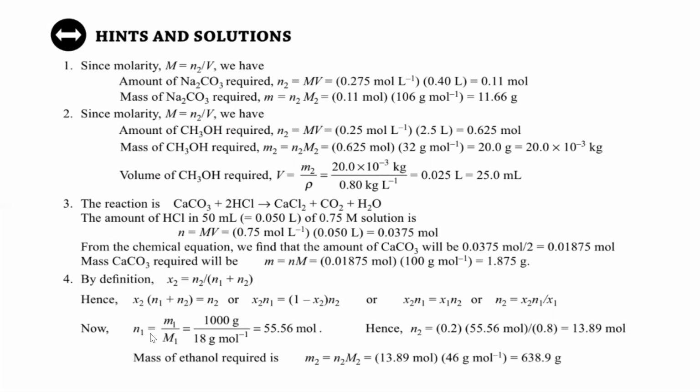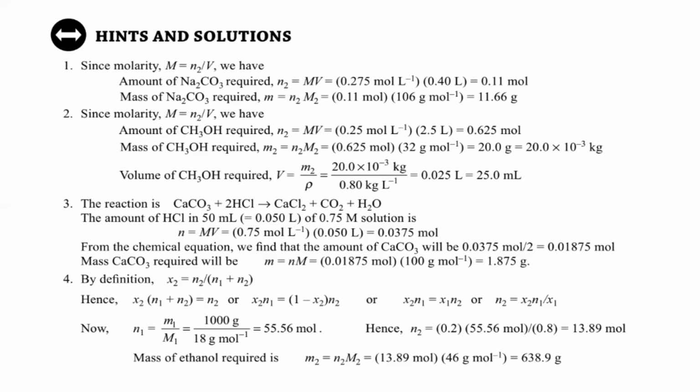Here N1 is equal to given weight by molecular weight, that is 1000 grams, because 1 kg, by the molecular weight of water, 18 grams, that is 55.56 moles, and N2 is equal to 0.2 into 55.5 divided by 0.8, that is 13.89 moles. So the mass of methanol required is N2 into M2, which is equal to 13.89 into 46 grams. So it is equal to 638.9 grams. In this way, you have to find the mole fraction of solute and the amount of substance.